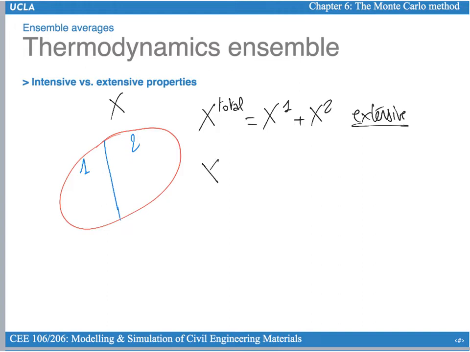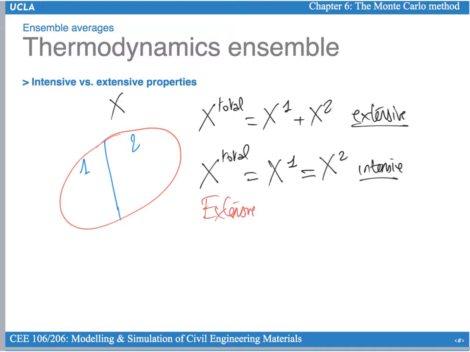On the other hand, an example of an intensive property is if the property for the total system is equal to the property of system 1, which is also equal to the property of system 2. In that case, that would be an intensive property. So the thermodynamical properties in general can be either extensive or intensive. So what are some examples of this?